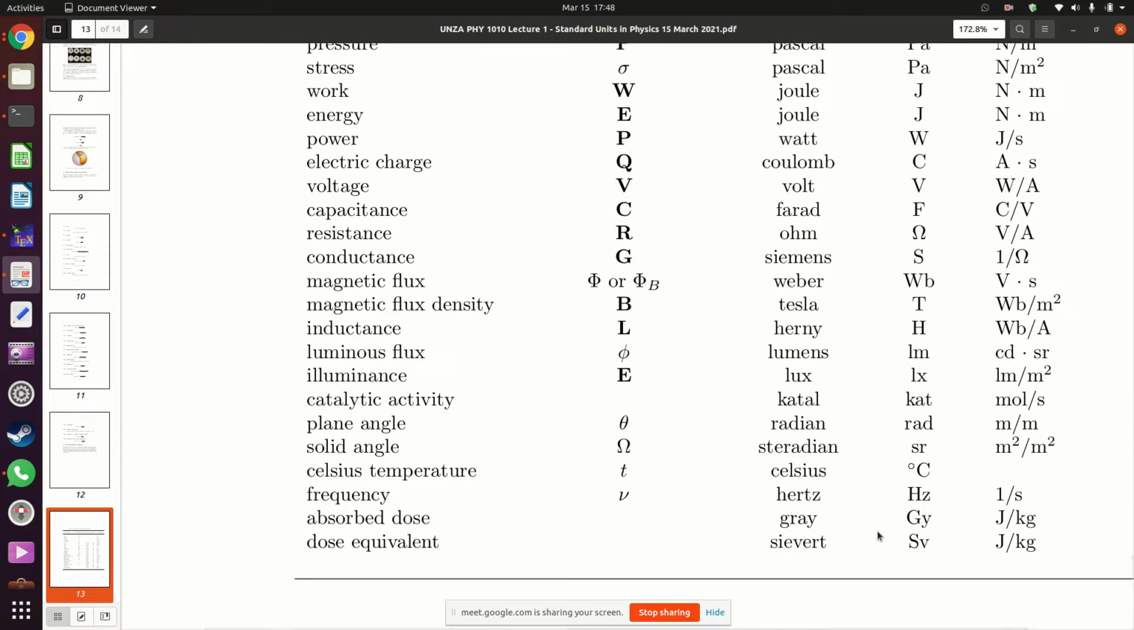Are we clear? Yes, sir. Units named after people, they start with a capital letter when you write their symbols. It's either one capital letter, or if the unit has got more than one letter, the first letter is capitalized.